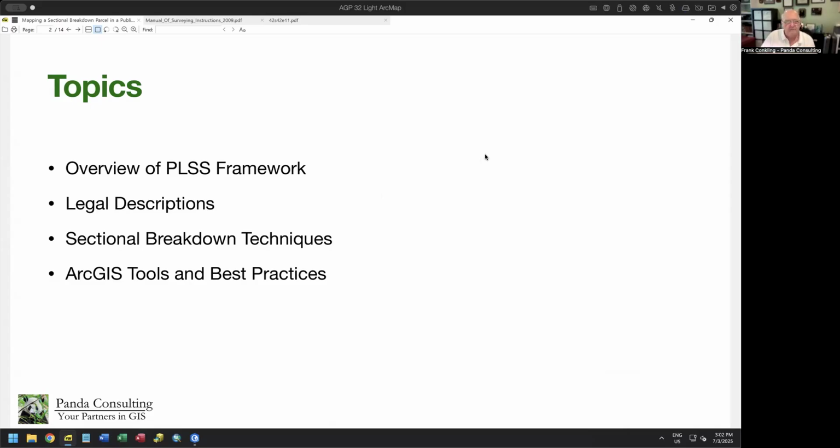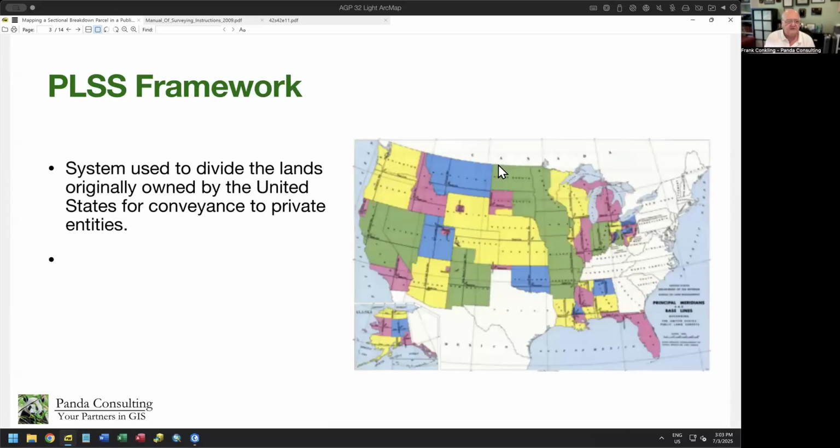I know a lot of people think they know the PLSS, but there are a lot of little idiosyncrasies to it that you want to be aware of when you're going to map these. All right. First thing we want to do is talk about the Public Land Survey System framework. This is a system that was used and is used to divide lands originally owned by the United States for conveyance into private entities. It started back in 1785 as part of the Land Ordinance of 1785, just after we acquired the Louisiana Purchase from the French.